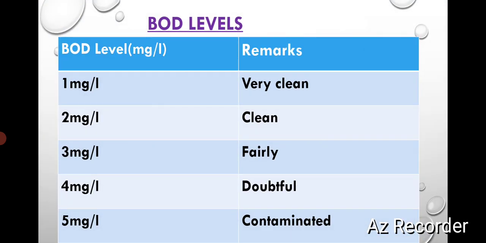BOD levels and remarks. If BOD is 1 mg per liter, it means it's very clean. If it is 2 mg per liter, clean. 3 mg per liter, fairly clean. 4 mg per liter, doubtful. 5 mg per liter, it's contaminated.